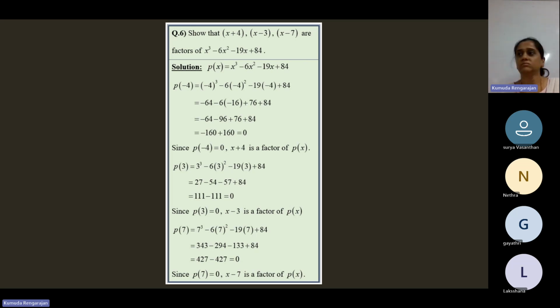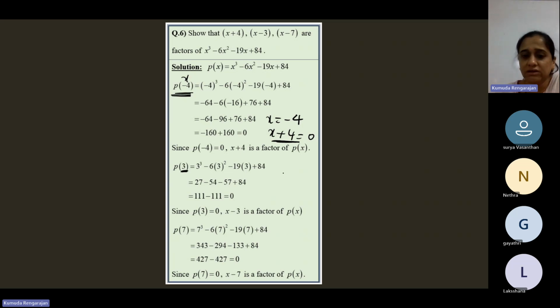Done, children? Yes, miss. All right. Okay. So since P of minus 4, now what is P of minus 4? In place of X, you're using minus 4, right? What I was telling you, when I'm talking, please stop talking and listen to me. Okay, so see here. We're using X as minus 4, right? So X is equal to minus 4. Correct. So when you bring minus 4 to this side, what do you have? X plus 4 is equal to 0. So X plus 4 is a factor.